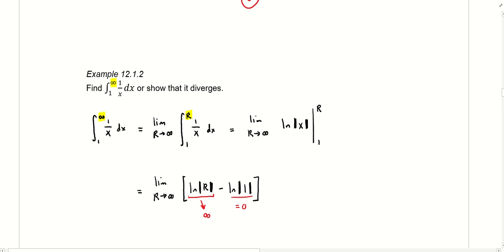So I have something going to positive infinity minus 0, which means this integral is just going to go to positive infinity. Now this is telling us that there is an infinite area defined by this integral. The integral of 1 over x from 1 to infinity is actually an infinite area. And the terminology we use for that, when we get an infinite limit like this, whether it's positive or negative, that's when we say the integral diverges.